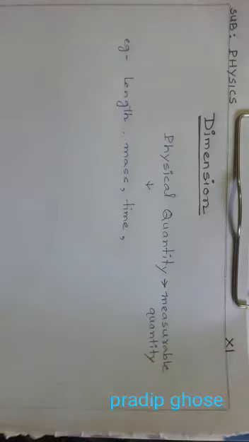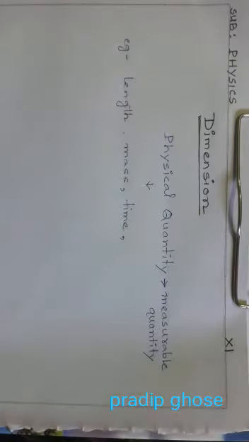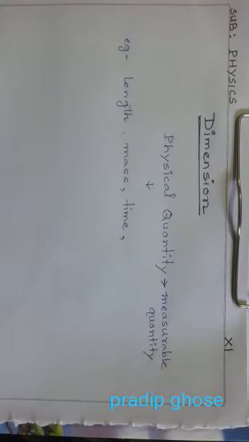Today it is very hot. We can measure the temperature. Today's temperature is say 40 degrees. It is very high. We can measure the temperature. So temperature is a physical quantity.